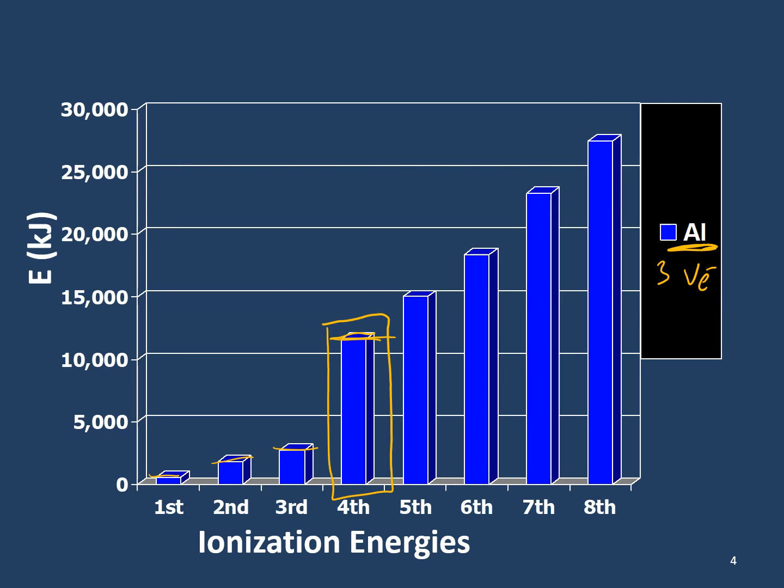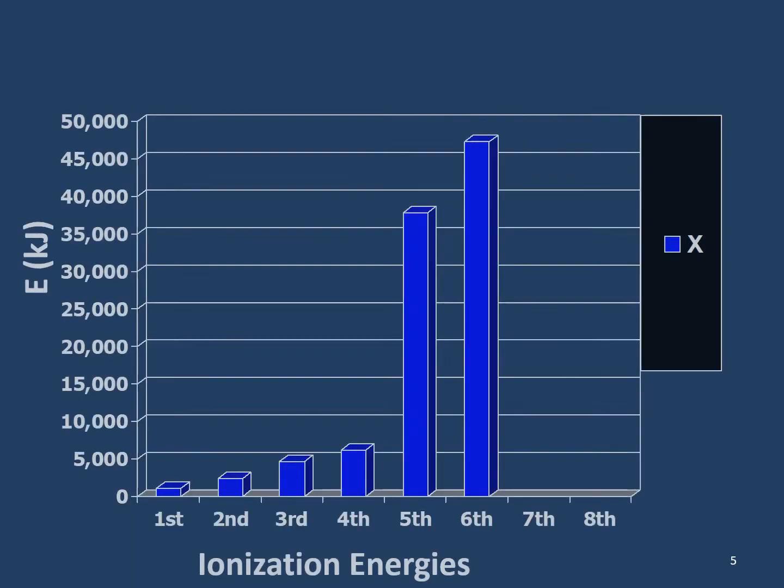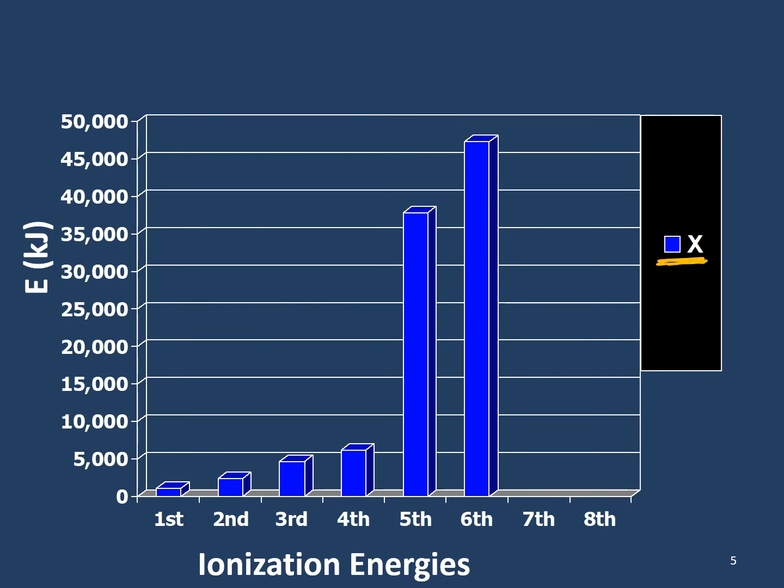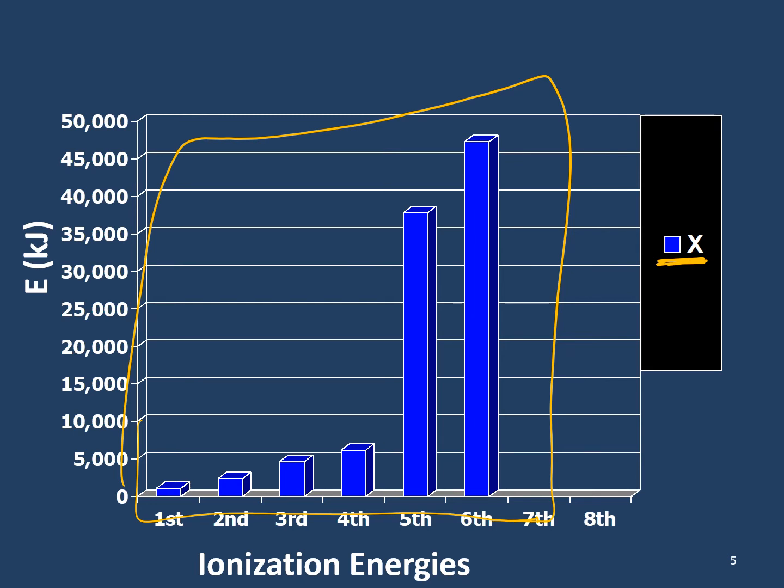So let's look at one more. Here is a graph for element X. Given information like this, for instance, if I gave you a bunch of ionization energies like this, I probably wouldn't do it as a graph. I'd probably do it as just numbers, like, hey, ionization energy 1 is this number, 2 is this number, and so on. You should be able to tell me, great, how many valence electrons are in X, right?